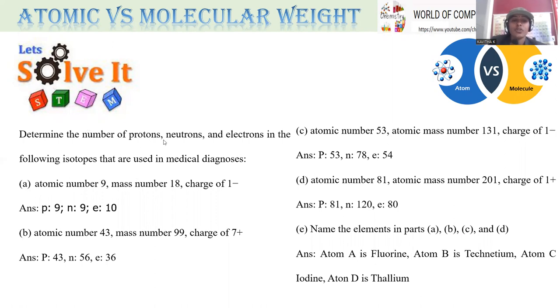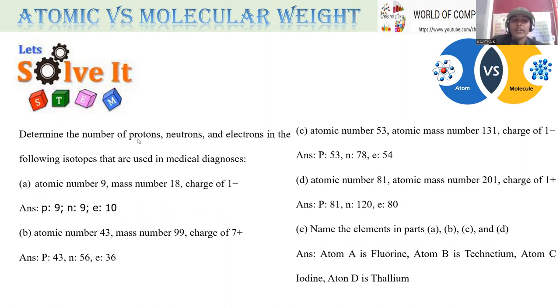Determine the number of protons, neutrons, and electrons present in the isotopes that are used for medical diagnosis. Atomic number is 9, mass number is 18, charge is -1. If these are the terms provided, what is the requirement to calculate? How many protons are there? How many neutrons? How many electrons? These are required to be calculated.